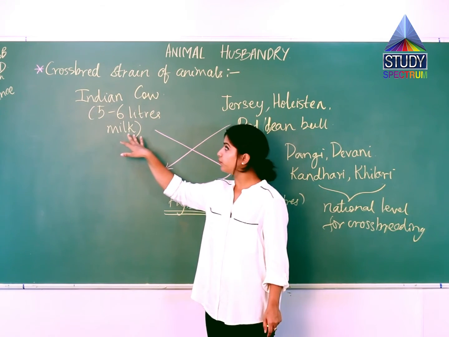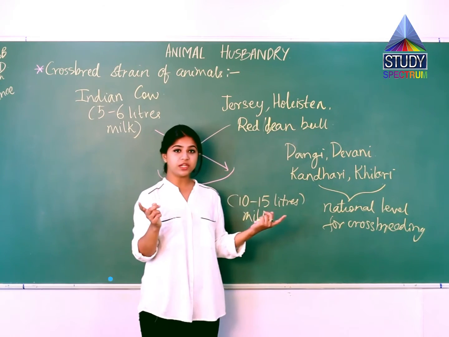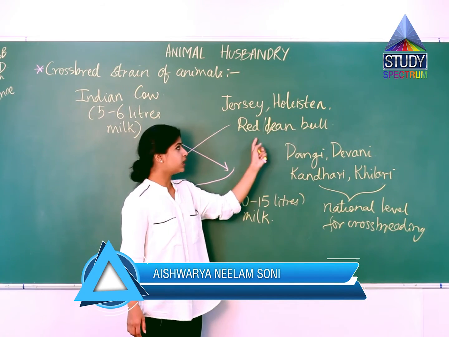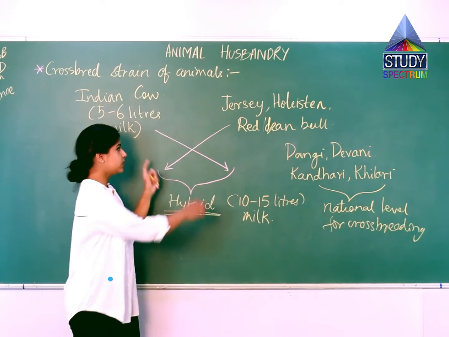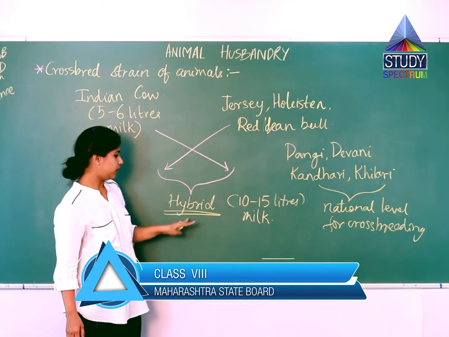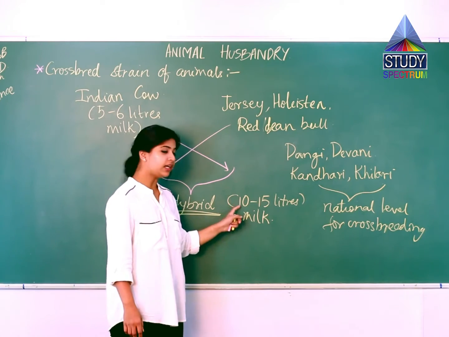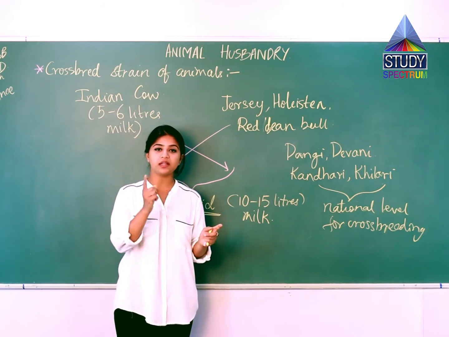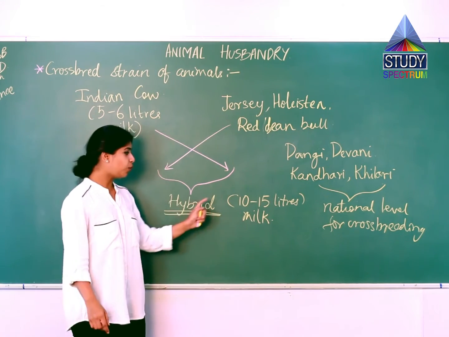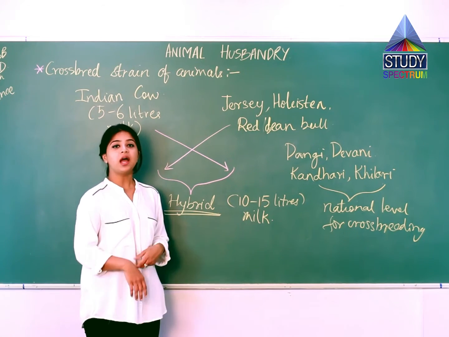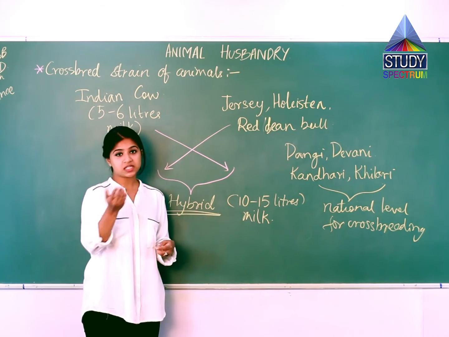So the example that I took was that there was an Indian cow that yielded around 5 to 6 liters of milk. Now this Indian cow was crossbred with a foreign species, that would be Jersey or the Holstein or the Red Dane bull from foreign countries. They have mated, they've crossed over, and there's this one hybrid formed. This hybrid is capable of providing around 10 to 15 liters of milk, much more than the 5 to 6 liters from one cow. Over here, one cow is giving you 10 to 15 liters of milk, and this in return is going to be helpful for increasing the sale rate.